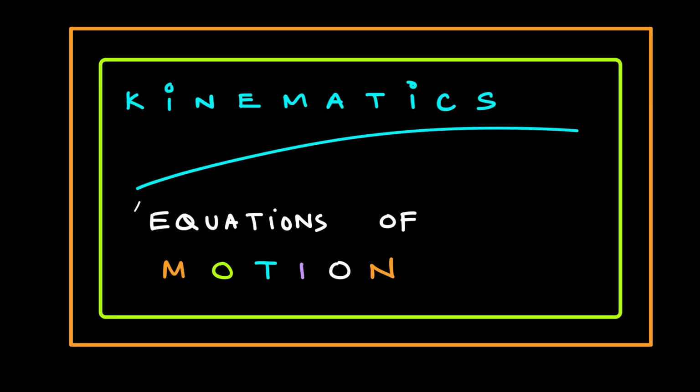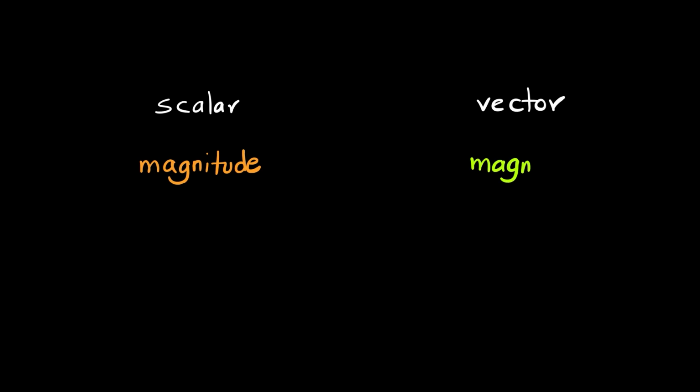In this video, we will start kinematics with equations of motion and the basic knowledge attached to it. First of all, there are two kinds of quantities. The first one is a scalar quantity. The second one is a vector quantity. A scalar quantity has magnitude only, whereas a vector quantity definitely has magnitude as well as direction.